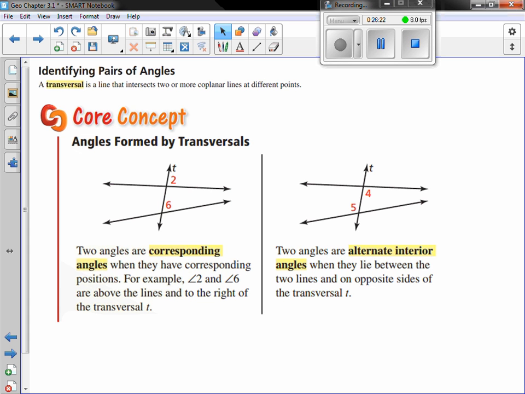Two angles are corresponding angles when they have corresponding positions. For example, 2 and 6 are corresponding. Corresponding angles share a similar placement. They're in corresponding areas. So 2 and 6, well, that's above and to the right. We have above and to the right, so they are corresponding to each other. They line up to each other, yes? So we would consider them corresponding angles. They're in a similar placement to the line and the transversal.